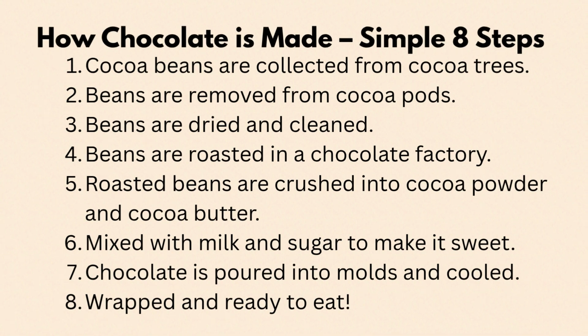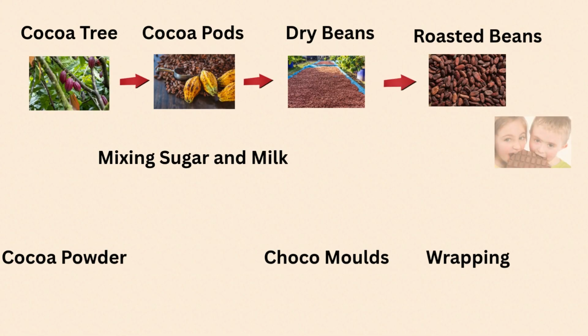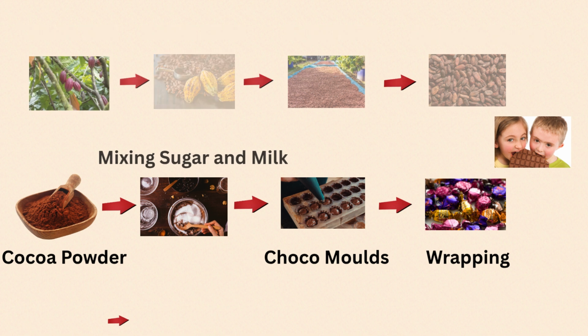Now, a small recap. Step 1. Cocoa beans are collected from cocoa trees. Step 2. Beans are removed from cocoa pods. Step 3. Beans are dried and cleaned. Step 4. Beans are roasted in a chocolate factory. Step 5. Roasted beans are crushed into cocoa powder and cocoa butter. Step 6. Mixed with milk and sugar to make it sweet. Step 7. Chocolate is poured into molds and cooled. Step 8. Wrapped and ready to eat.